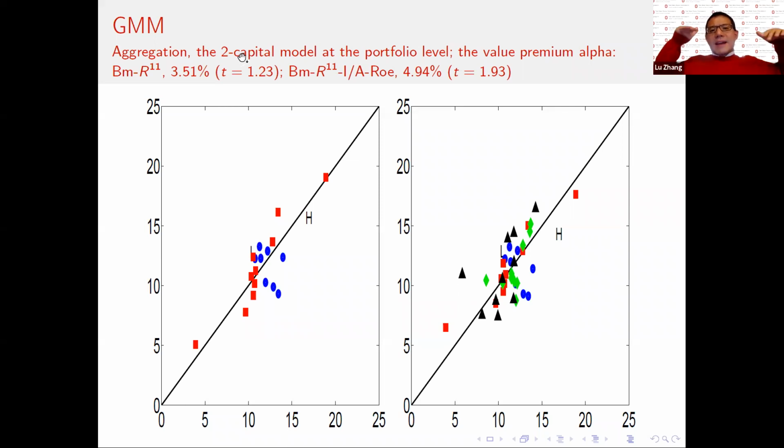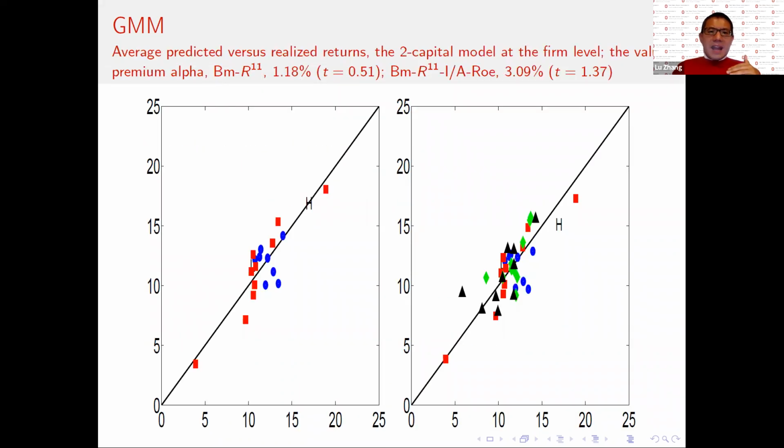Now we estimate the two-factor model using portfolio level aggregation, as in Liu, Whited, and Zhang, but we have two capital model with working capital. You see, the model performs reasonably well, but the alphas are bigger. In particular for value premium alpha, we are looking at the high minus low there, although they are aligned along the 45 degree line. So we're looking at 3.5% per year alpha, whereas in the benchmark case, we're only looking at 1.2%.